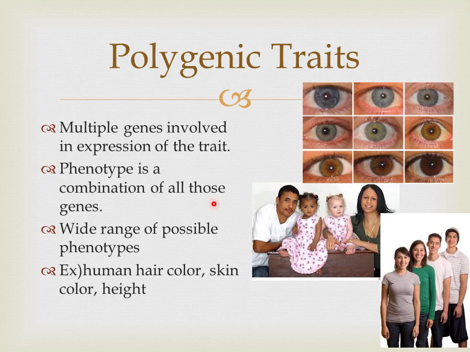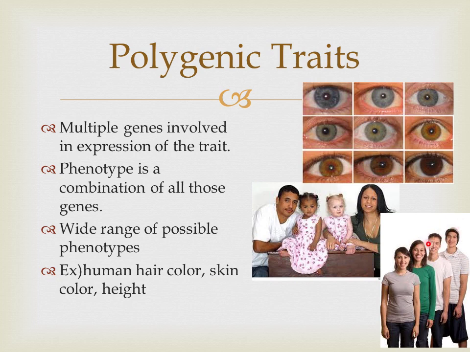And so what you end up getting is a whole spectrum of possibilities of phenotypes because all those different genes can combine in all sorts of different ways. So you end up with a really wide range of possible phenotypes. Some examples are, in humans, there's lots of different examples. Things like hair color, skin color, height, eye color.